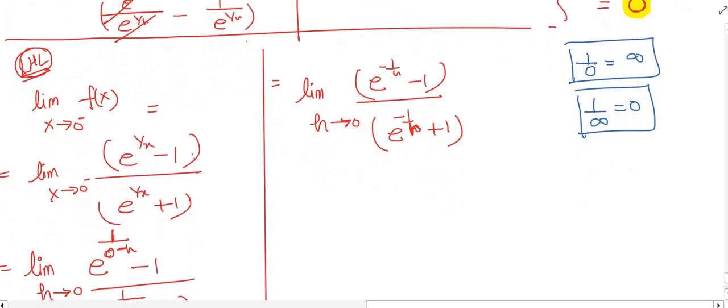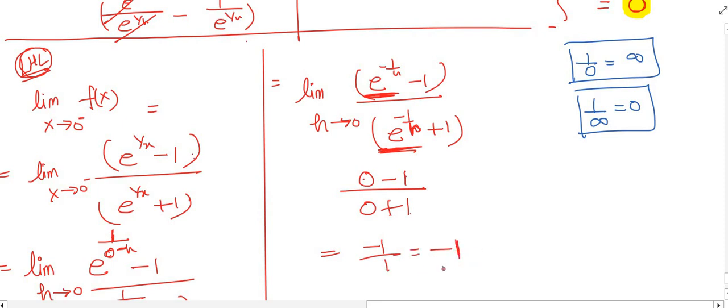So for now, I know that if I put h as 0, this term I am getting 0 minus 1. This one I am getting 0. And this is also 0. 0 plus 1. What is it? 0 minus 1 and 0 plus 1 is minus 1 by 1, which is minus 1. So my LHL is minus 1.